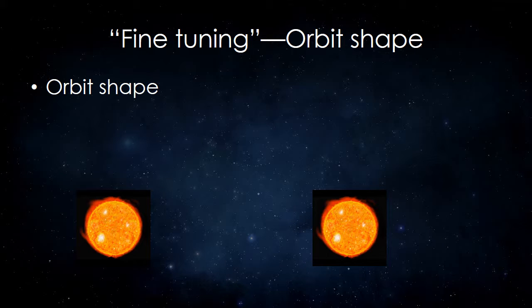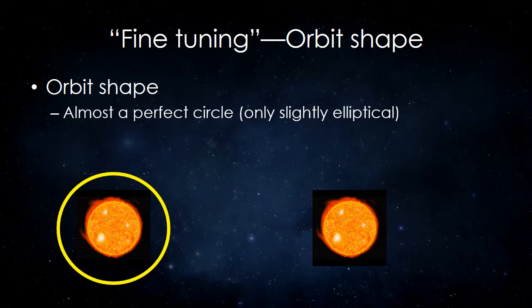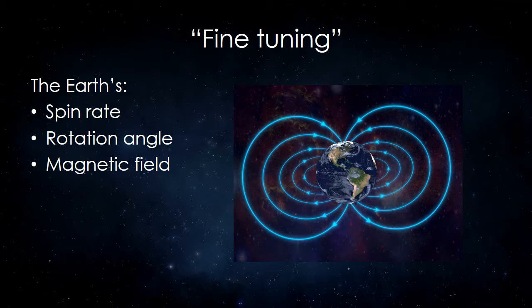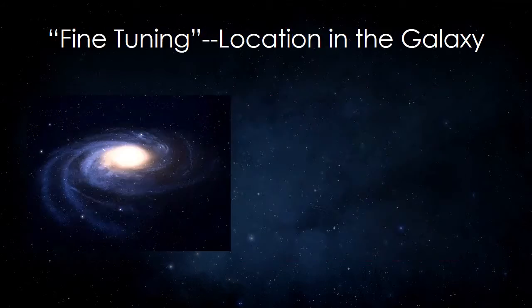Even the shape of our orbit is important to the existence of life on Earth. Fortunately, our orbit is almost a perfect circle. Our slightly elliptical orbit is okay, but a more pronounced elliptical shape would be so long that oceans would either boil or freeze. Other fine-tuning factors that allow life on Earth to exist include the Earth's spin rate, rotation angle, and magnetic field.